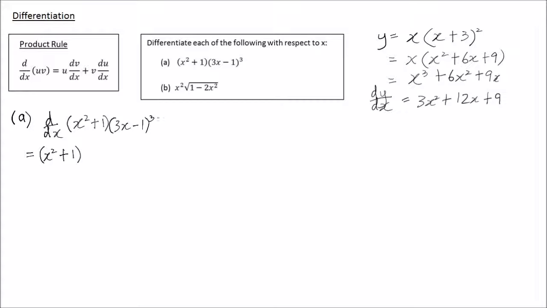What this means is, first bring down the 3 to the front of the bracket, write down the bracket, reduce the power by 1, and differentiate within the bracket. Differentiating 3x minus 1 will give us 3. The negative 1 disappears. And multiply this to the rest of the answer here.